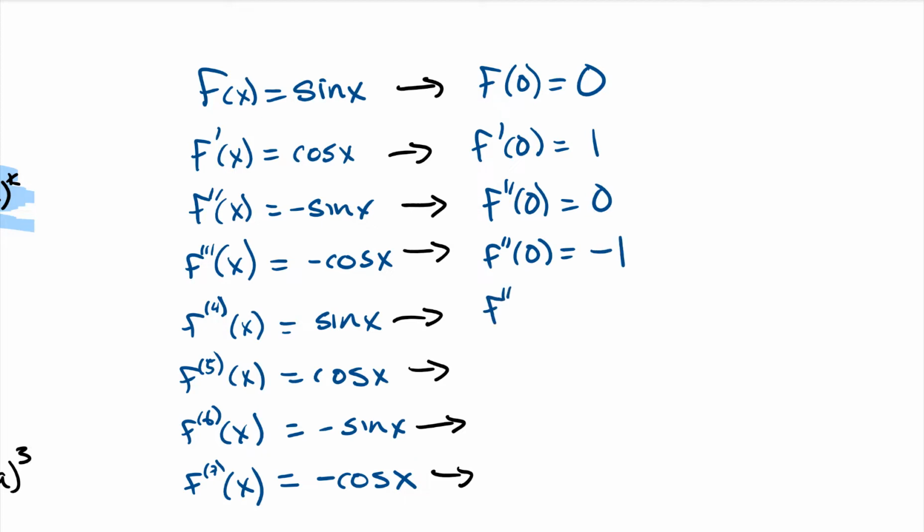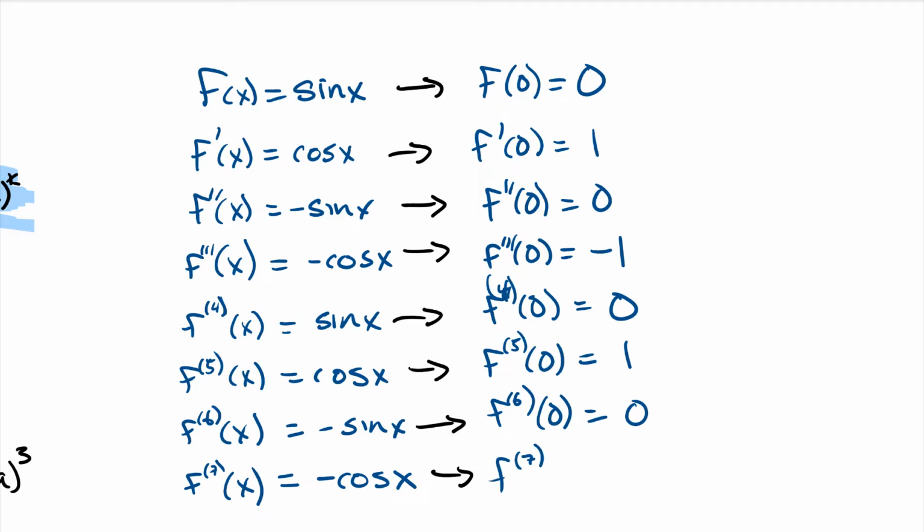The fourth derivative at 0 is going to be 0. Do we see that we're just oscillating back and forth? The fifth derivative, cosine of 0, is still 1, and then the sixth derivative of 0 is equal to 0, and then the 7th derivative at 0 is going to be negative 1. So we see that we just went back and forth, back and forth, back and forth.